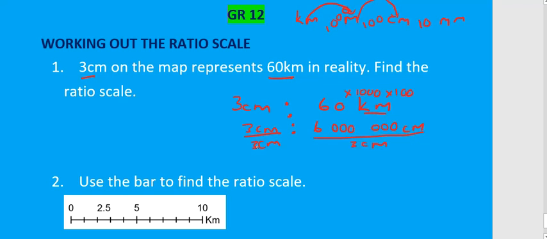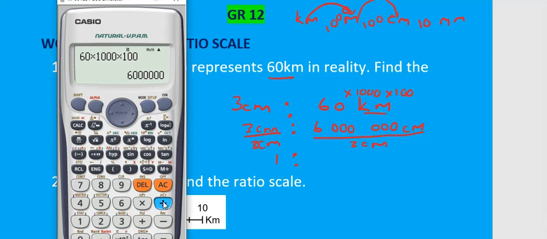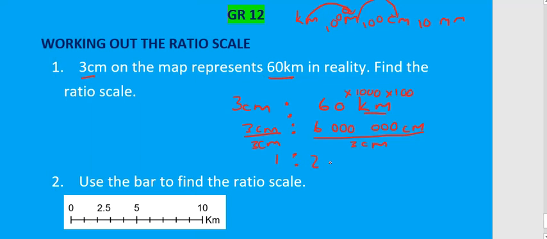We divide both sides by 3. It's the smaller unit. And on the left, we now have 1. And of course, 6 million divided by 3 will give us 2 million. So our scale would be 1:2 million. It's very easy to find the scale.